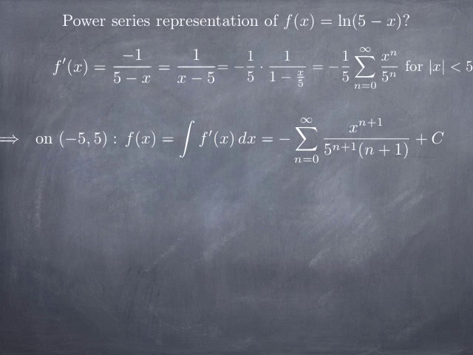So for some constant c, f is an antiderivative of f prime, which is negative the integral of my series, which is the sum of 1 over 5 to the n plus 1 multiplied by x to the n plus 1 over n plus 1, up to some constant. And now all we need to do to get our power series representation is to find the constant c. And to find the constant c, we're just going to evaluate the function f in two ways. We know that we have f of x under the form ln of 5 minus x, so in particular f of 0 is ln of 5.